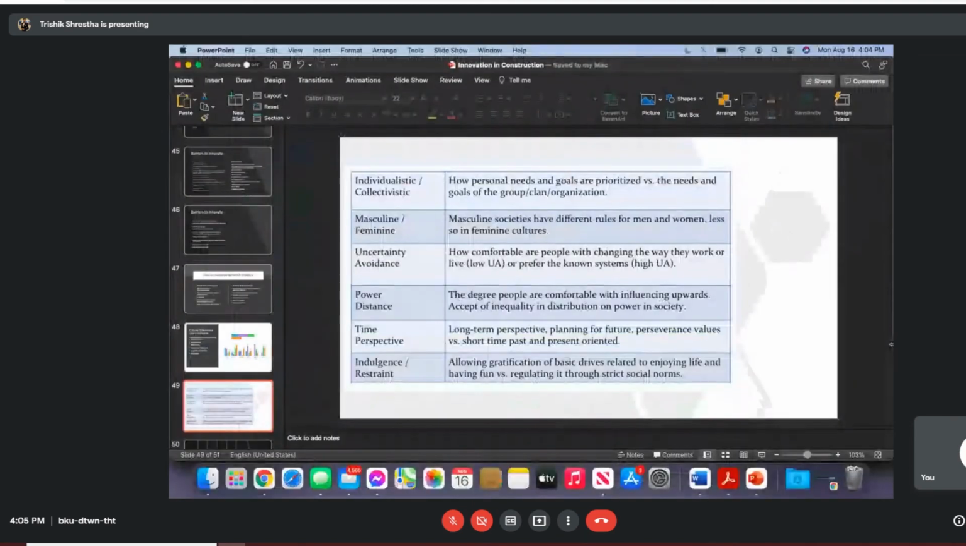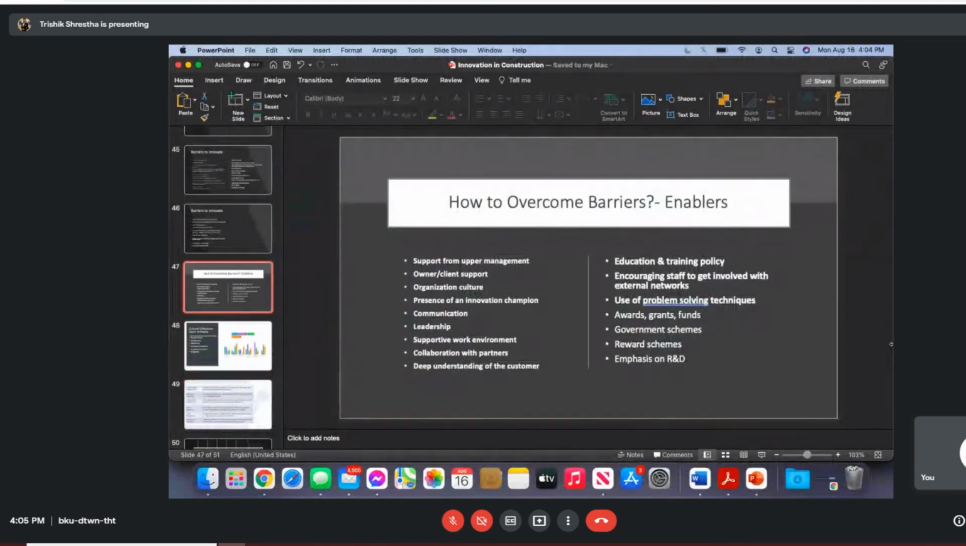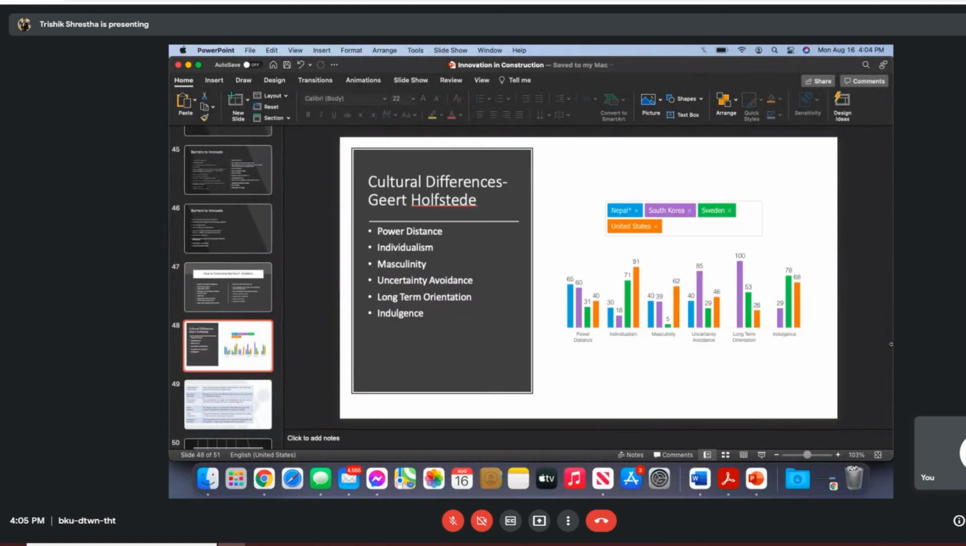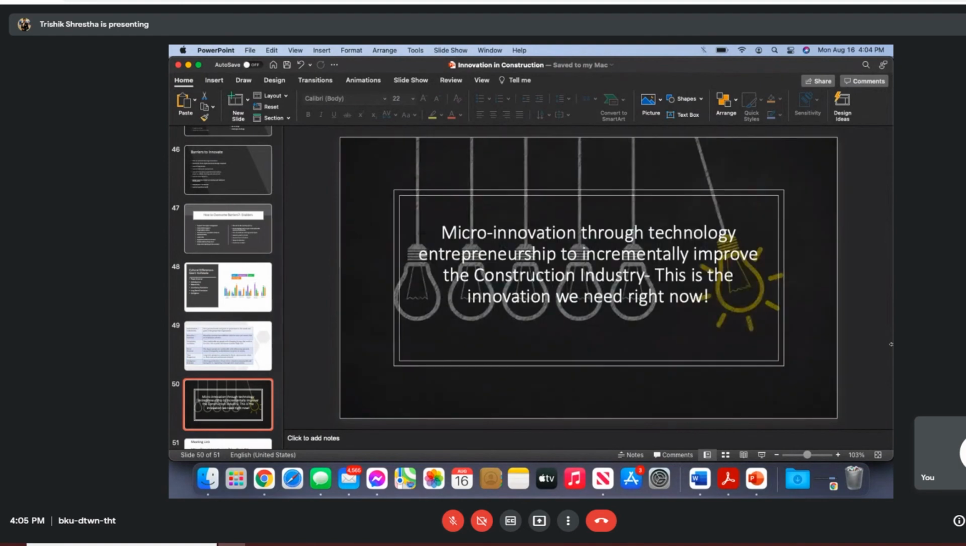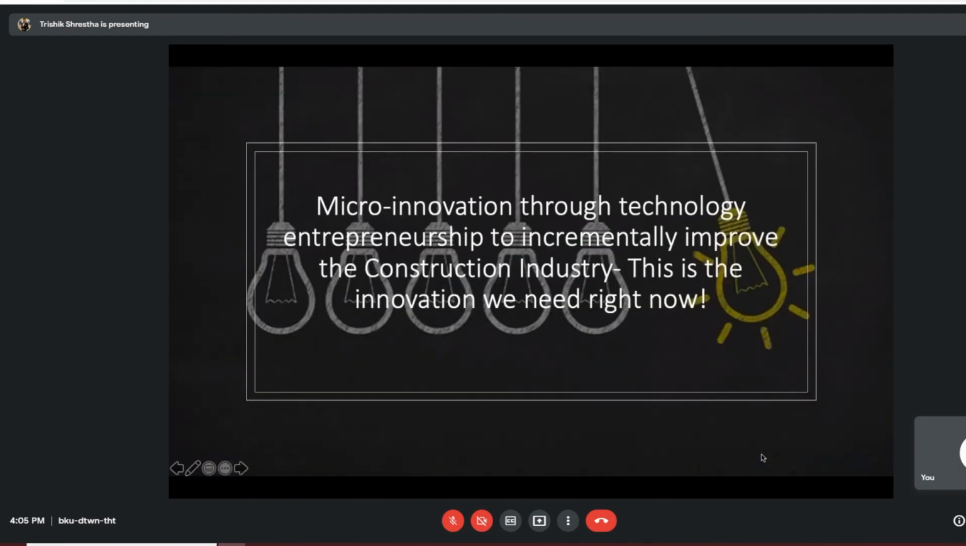So at the end, after we understand how to overcome the barriers to innovate, we need to address these cultural differences as well. Now, before we move on towards the question answer section, the key takeaway of today's guest lecture is that micro innovation through technology entrepreneurship to incrementally improve the construction industry is the innovation that we need right now.